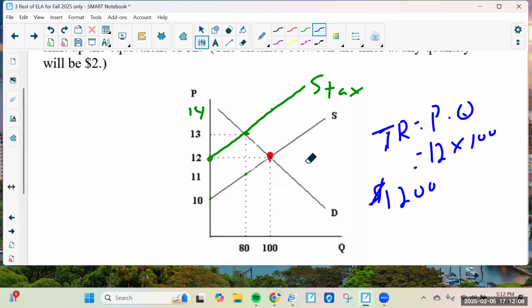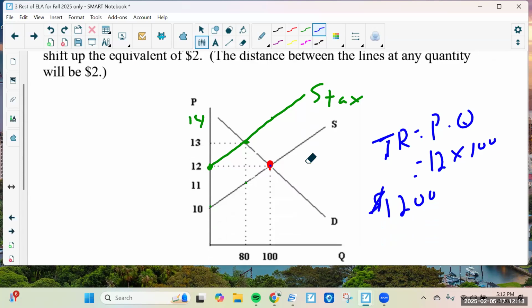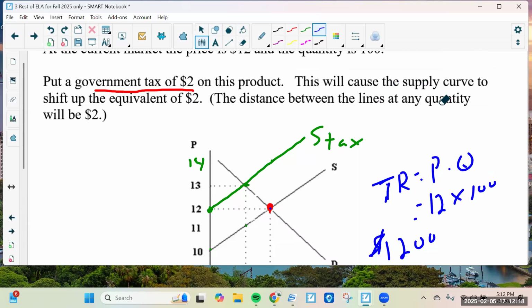You can't really apply forward or backwards. A lot of times it does. But what's going to happen now is we're going to put a $2 tax on this product. A $2 tax is always measured vertically.